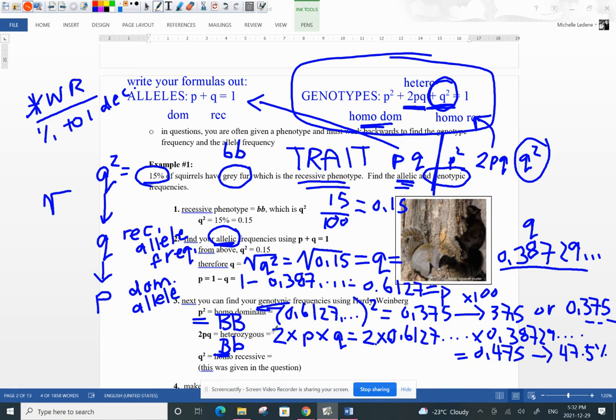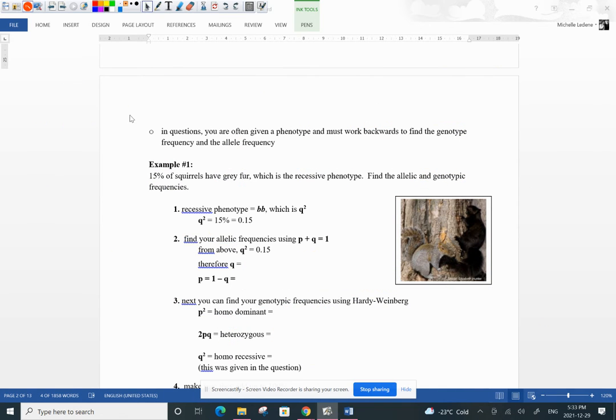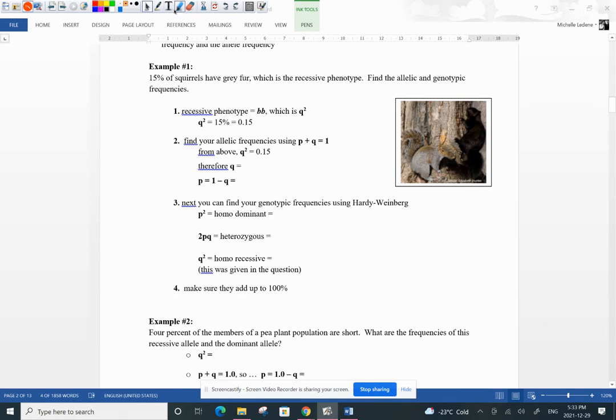And finally, the Q-squared value, that was given right here in the question. That's 15%. So the last thing that you have to do is check your work. Make sure that these values add up to 100% if you're using percentages, or if you're using decimals, they're going to add up to 1. Okay, so p squared plus 2pq plus q squared, if you're using decimals, will add up to a value of 1. So what did we say our p squared was?